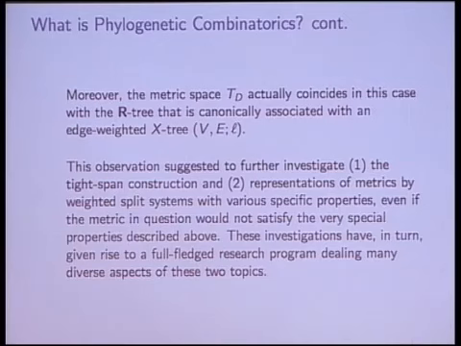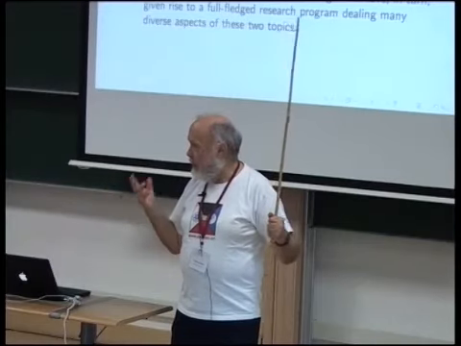This observation suggested to further investigate the tight span construction, this TX construction, and representations of metrics by weighted split systems with various specific properties, not necessarily the two I mentioned before, even if the metric in question would not satisfy the very special properties described above. After all, the description in terms of the 4-point condition looked nice: something is smaller than something else. It could be generic. But as I pointed out, it implies that of those three sums, the two larger ones must be equal, which is perfectly non-generic. So in general, if you take an arbitrary metric D, it won't satisfy this condition.